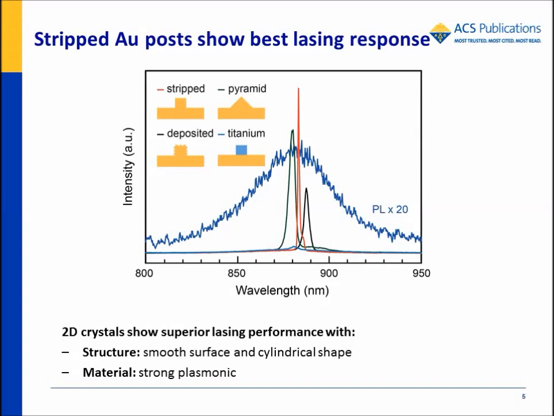We performed lasing measurements and found that the stripped gold posts showed the best lasing performance. The deposited gold posts also had a lasing emission, but with a wider line width. The pyramid arrays only exhibited amplified spontaneous emission. The deposited titanium posts only showed a slight enhancement of the PL intensity. We conclude that in order to achieve the best lasing performance, the 2D crystals need to have a smooth surface and cylindrical shapes as well as strong plasmonic materials.